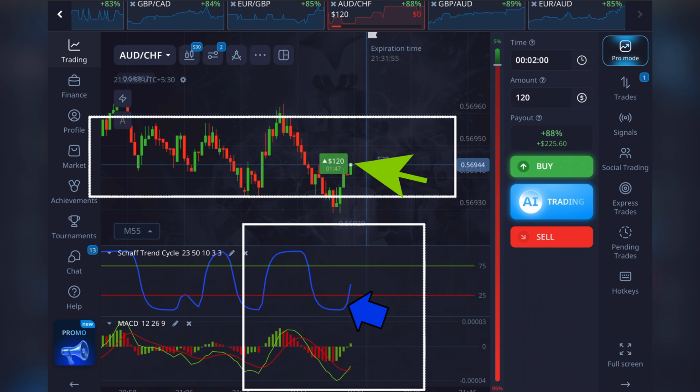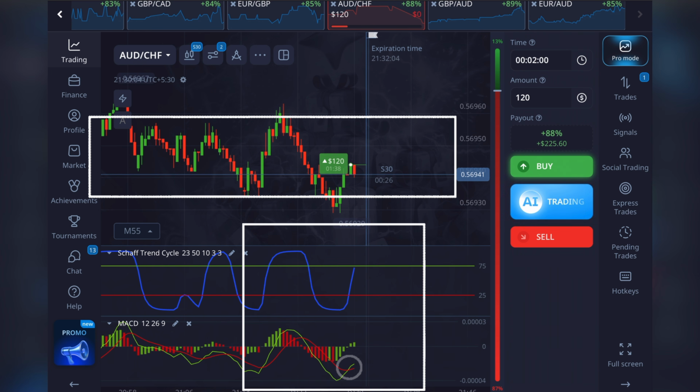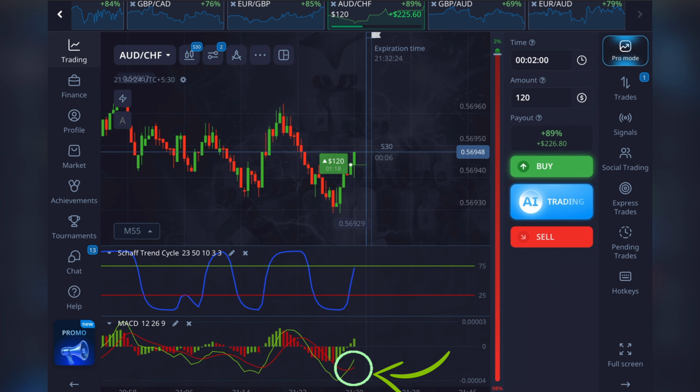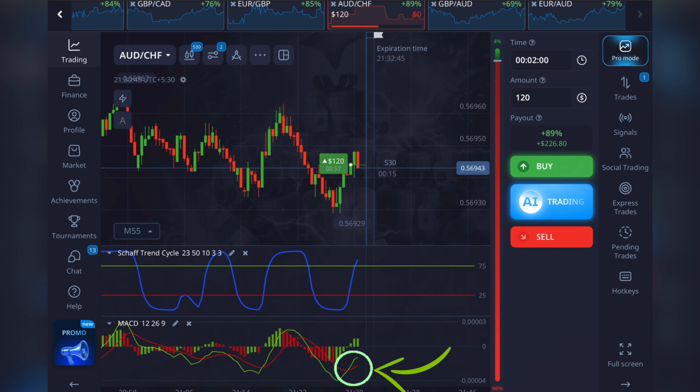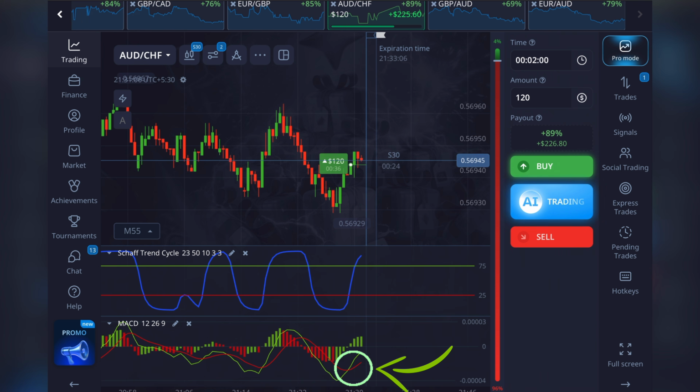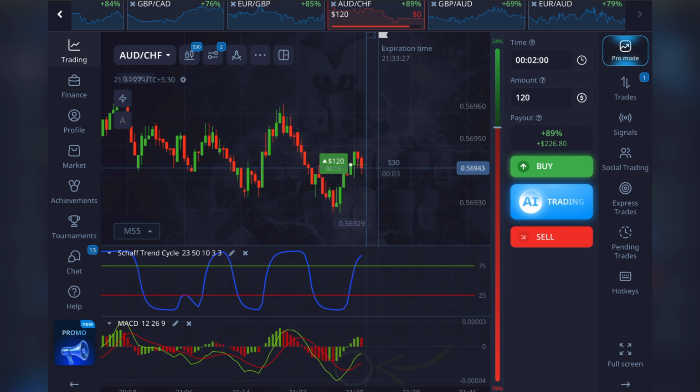The blue line of the Schaff Trend Cycle has moved up from the oversold zone and entered bullish territory. At the same time, the green and red lines of the MACD have crossed and started moving upward. Since this crossover occurred below the histogram, I considered it as additional confirmation of a possible bullish momentum shift.